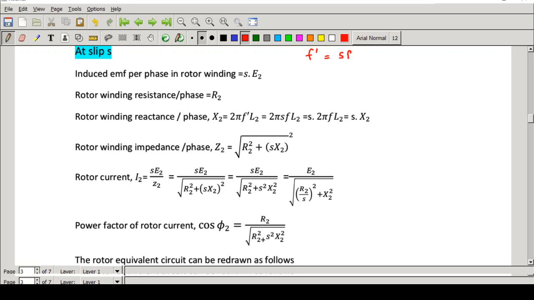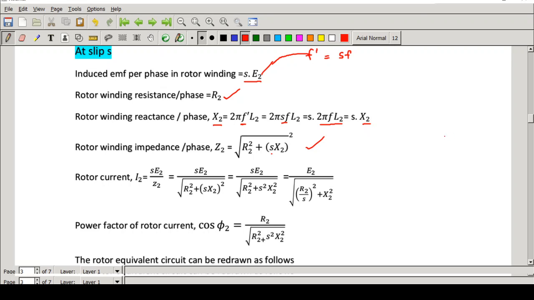Now what about the induced EMF in the rotor? It is not E2, it is SE2 because EMF depends on frequency. Then the rotor winding resistance will be the same. But X2 depends on which frequency? F dash, and F dash is equal to S into F. So taking S outside, it is equal to S into X2. Now Z2 is square root of R squared plus not X2 squared, you have to consider the slip. When the rotor starts rotating, every time you write the equations, we have to consider the term slip.